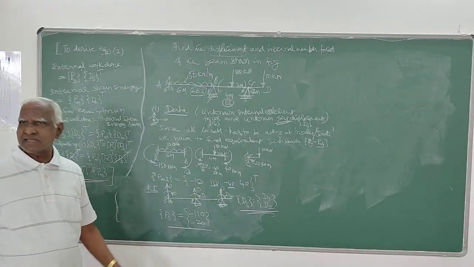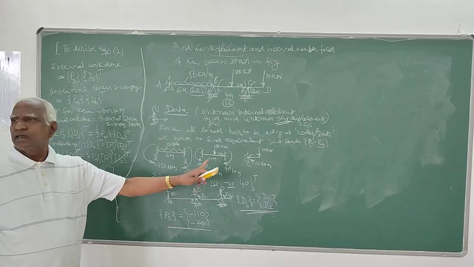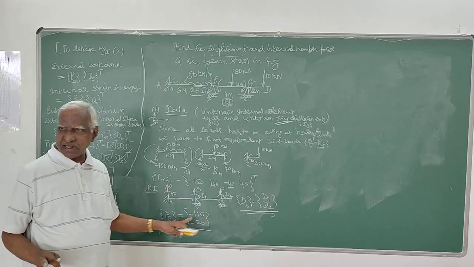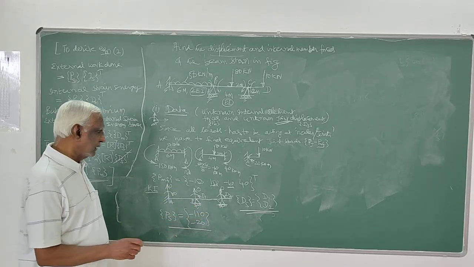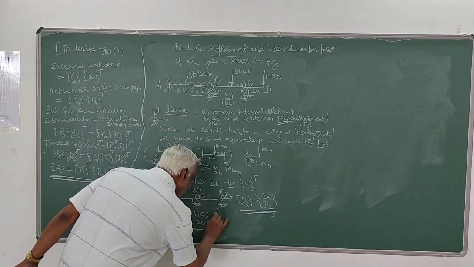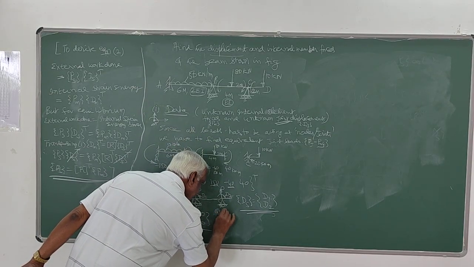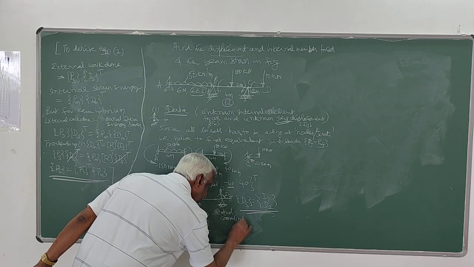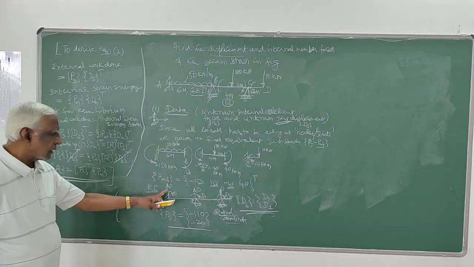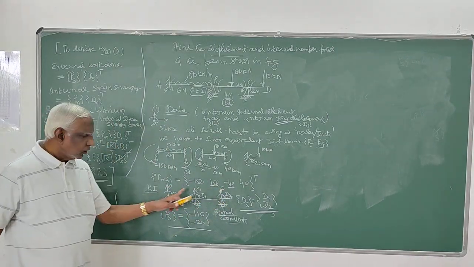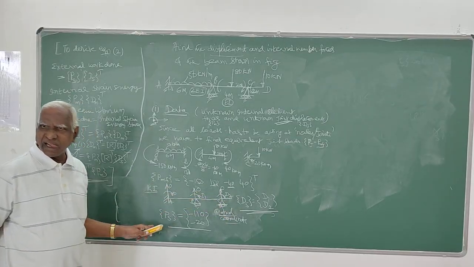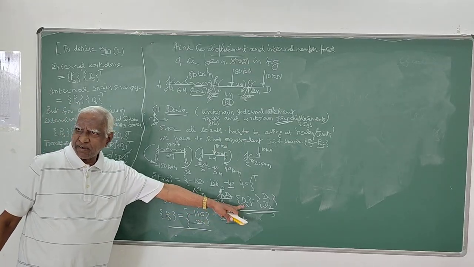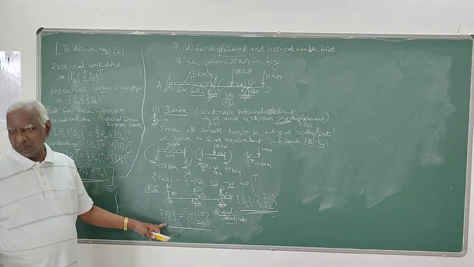So PS, DS I have generated, where PS is known, DS to be determined. So these are corresponding to kinematic indeterminacy. This is your global coordinate. These are all my global coordinates, global displacements as well as global forces. Global displacements to be determined, global forces known.